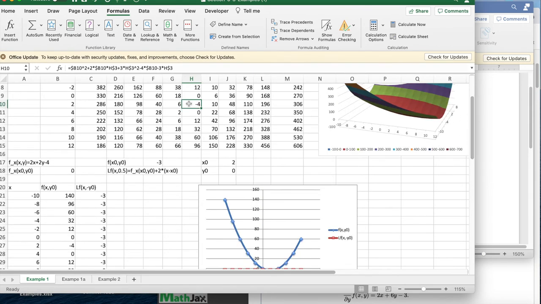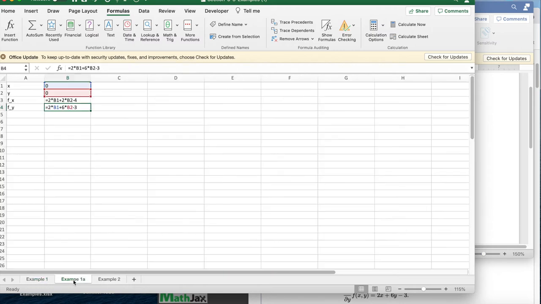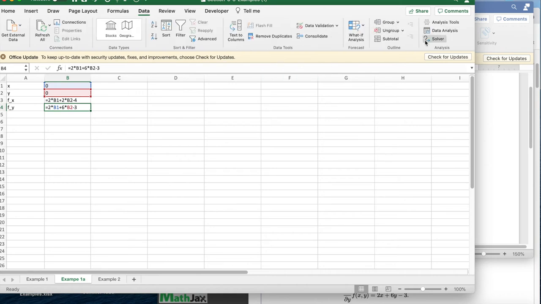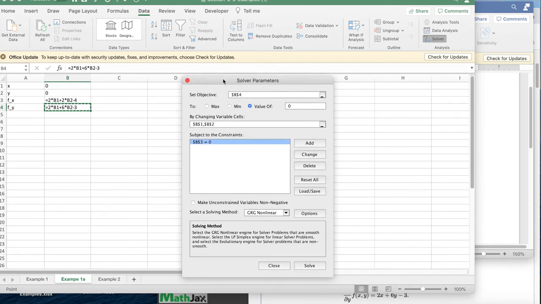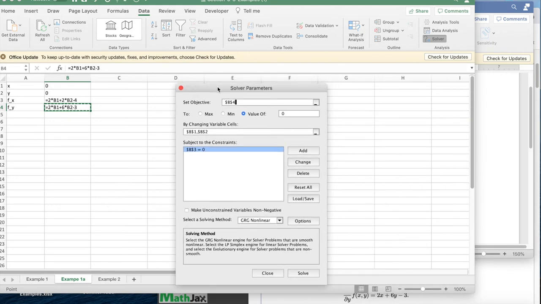I'd like to be able to figure out where both partial derivatives are 0. And so for that, I'm going to use Solver, which lets me work with several functions at a time. So I have x and y. I've computed the partial with respect to x and the partial with respect to y. What I want to do, though, is go to Solver. And I'd like to have two functions of two variables be 0 at the same time.